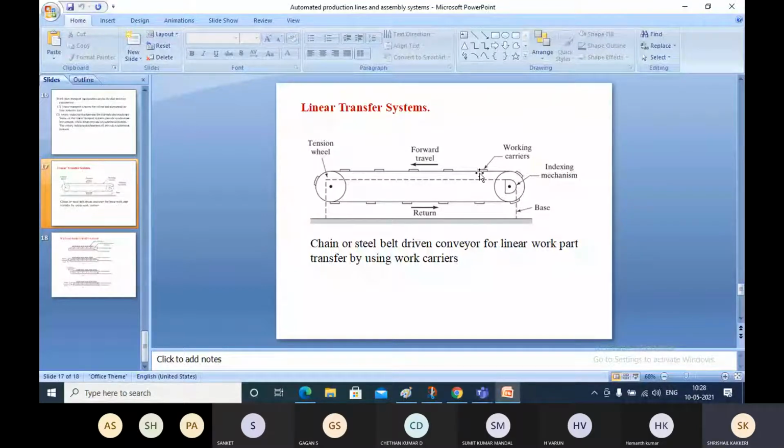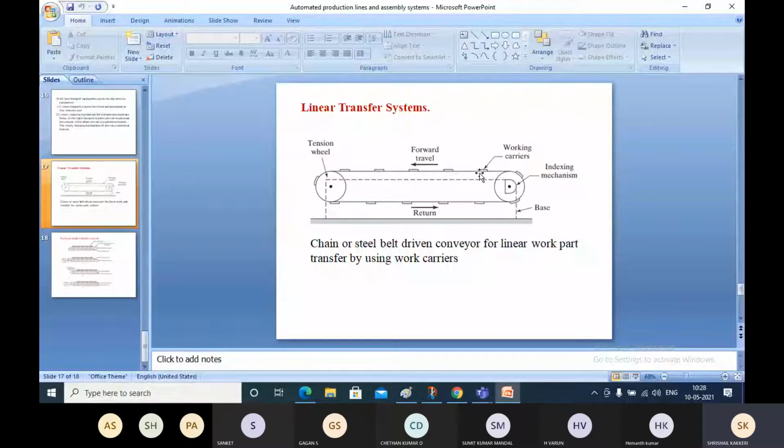Another very important thing, please remember, is the walking beam mechanism. Walking beam mechanism, very important one. Please make a note: with a neat sketch, explain the working of the walking beam transfer system. In this walking beam transfer system, the beam is not actually walking. There is a mechanism which will be provided.